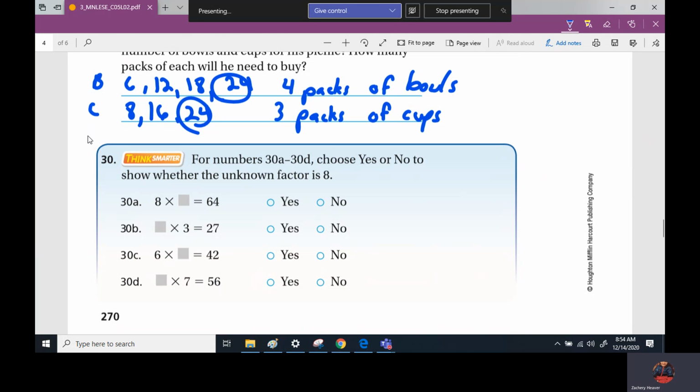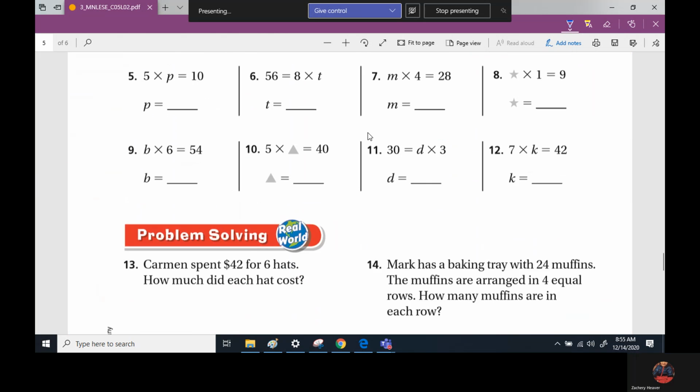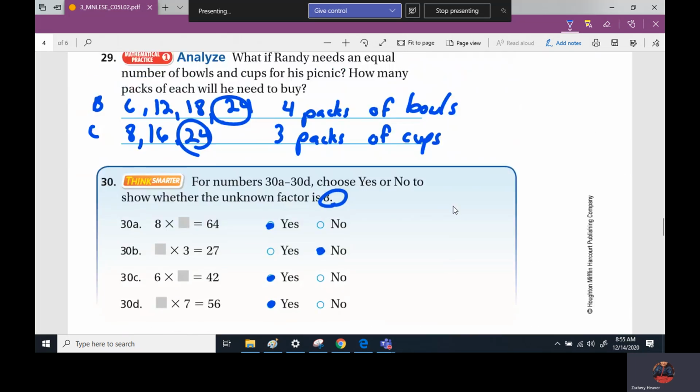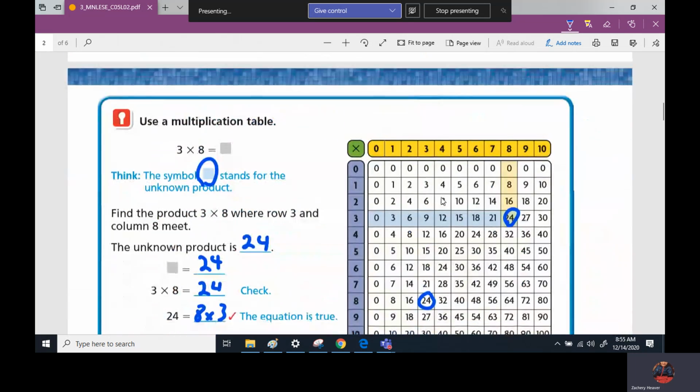For questions 30A through 30D, we're going to choose yes or no if the unknown factor is 8. So 8 times 8 equals 64, yes. 8 times 3 equals 27, no, equals 24. 6 times 8 is 42, yes. 8 times 7 is 56, that is also true. So it's going to be yes, no, yes, yes. Remember, if you have to pause, pause. You just have to find the unknown number for these. Use this multiplication chart up here if it helps you.